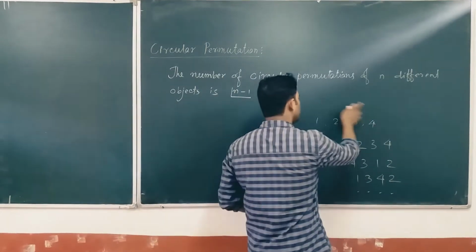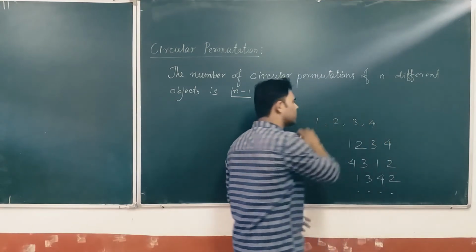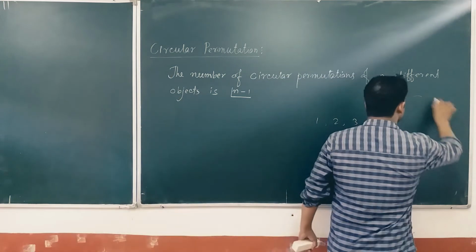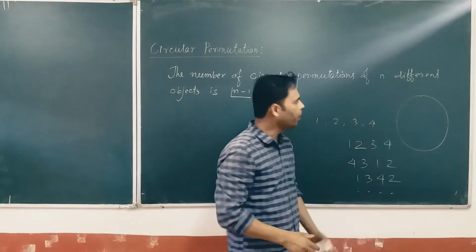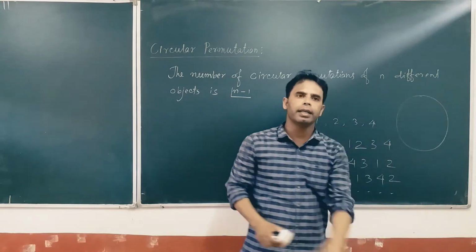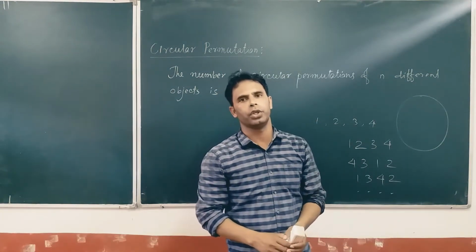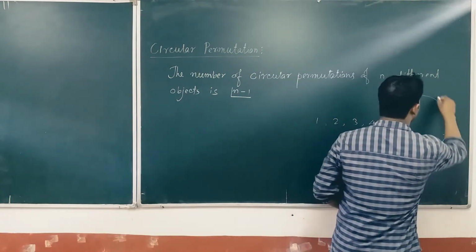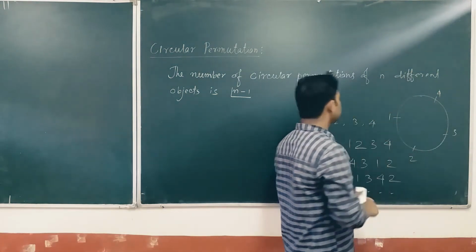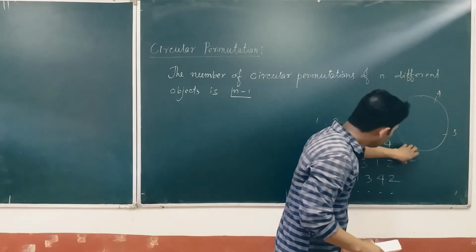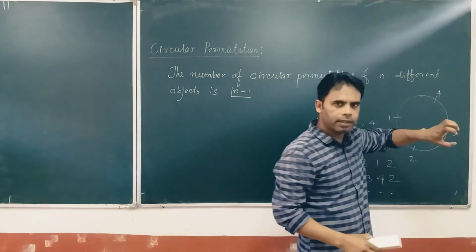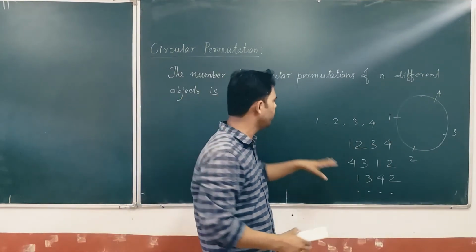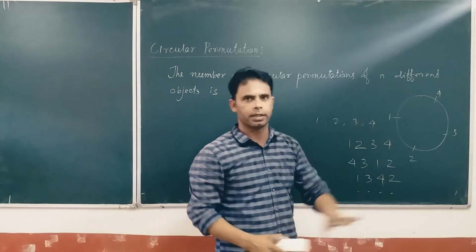But if you wish to place these given objects in a circle, that means this time these objects should be placed in a circle, and it is called a circular permutation. Mean the objects can be taken like this. Say it is 1, then 2, then 3, then 4, or you may place 2, 4, 3, 1 like this. And they are the different circular permutations obtained from these different objects.